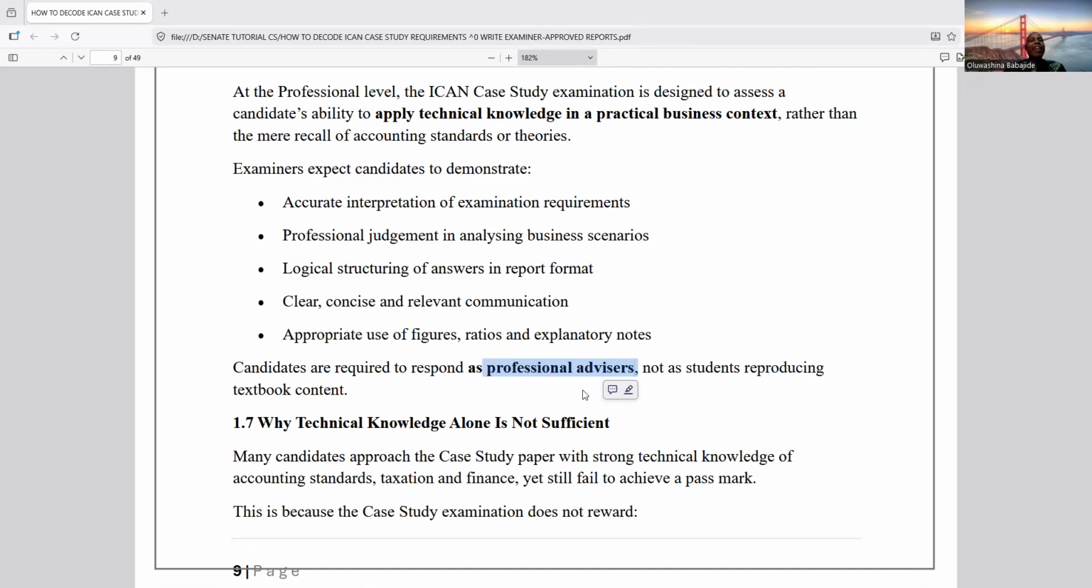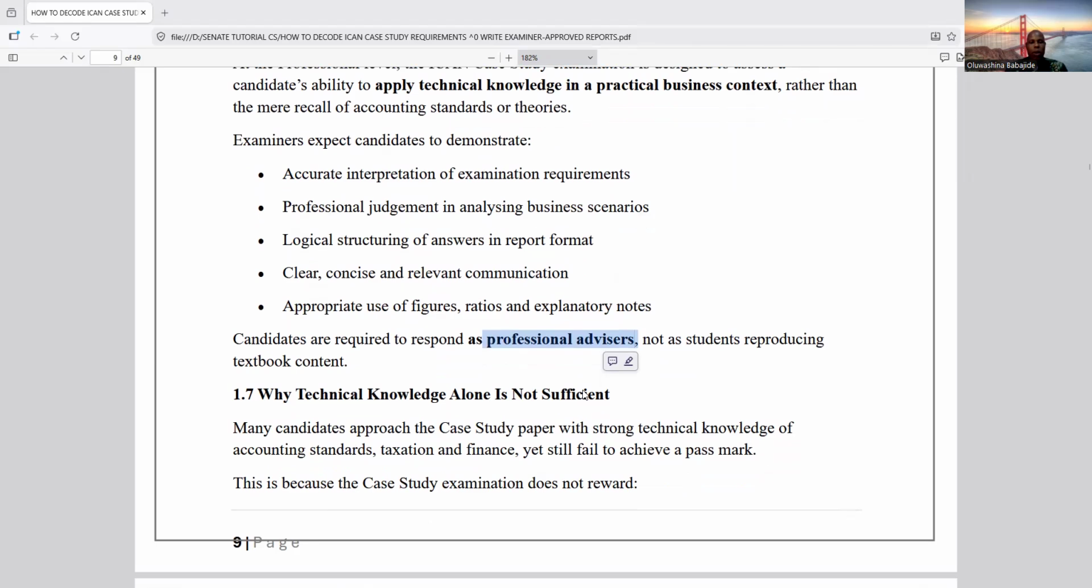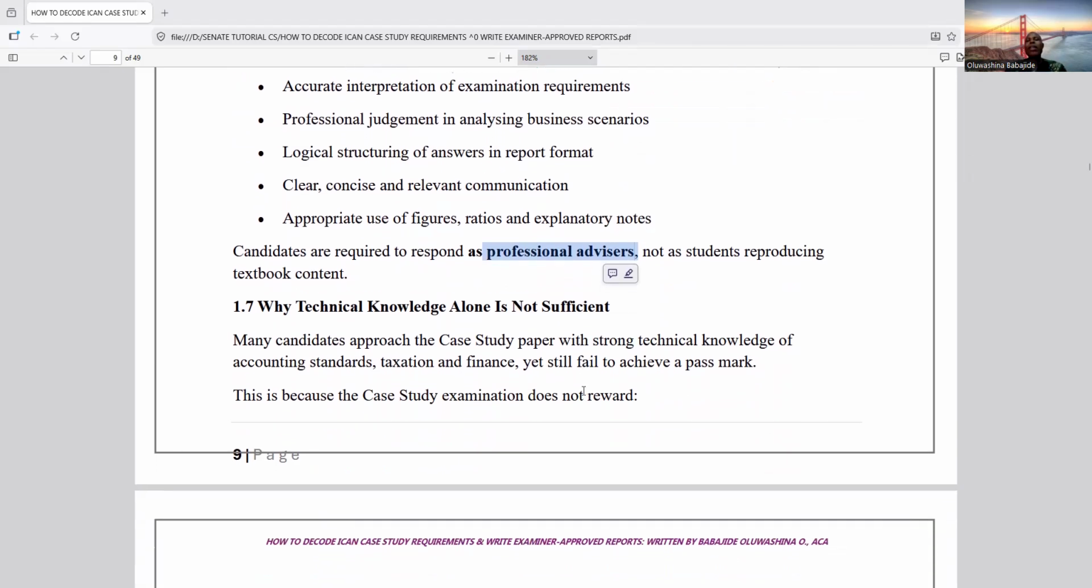So any recommendation, any judgment you are making, you are giving as advice to that company. Then why is technical knowledge alone not sufficient? I used to tell people that technical knowledge alone is not sufficient.